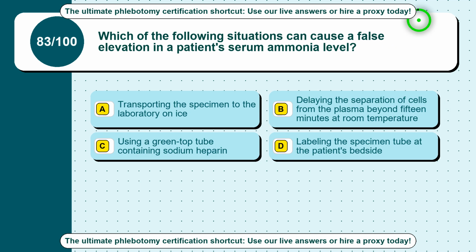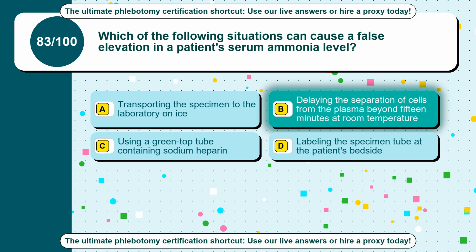Question 83. Which of the following situations can cause a false elevation in a patient's serum ammonia level? Option A. Transporting the specimen to the laboratory on ice. Option B. Delaying the separation of cells from the plasma beyond 15 minutes at room temperature. Option C. Using a green top tube containing sodium heparin. Option D. Labeling the specimen tube at the patient's bedside.